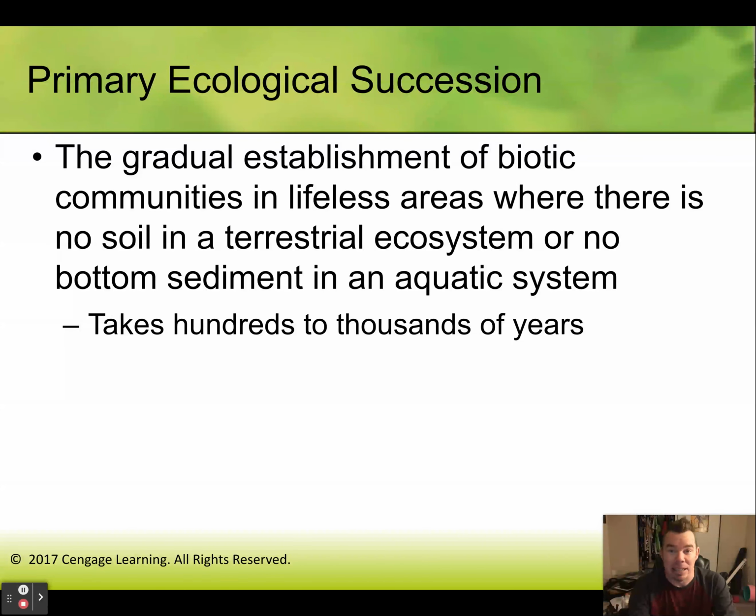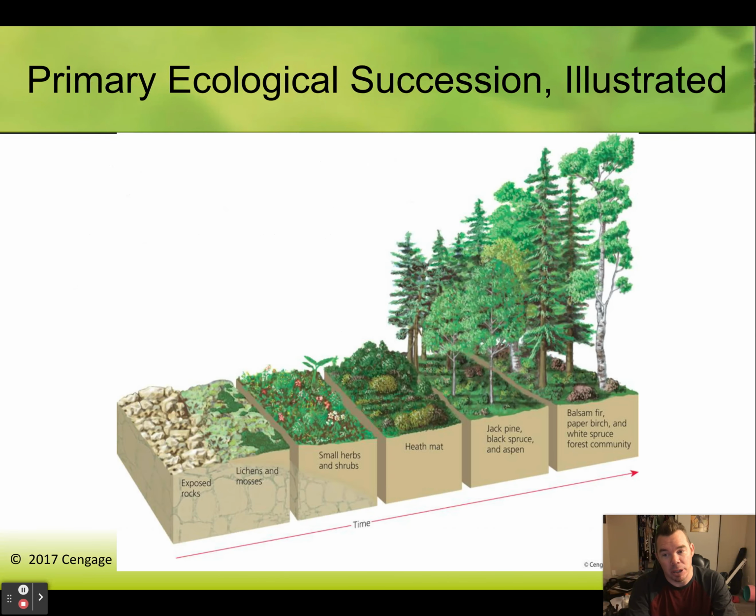All right. This takes a long time, hundreds to thousands of years. You can see the picture here. Let's look on the left hand side. You can see exposed rocks. The first things that arrive are called lichens. As lichens get established, they produce acid. That acid breaks the rocks down into soil. So the lichens have to get there first. Then the mosses are next. Then the small herbs and shrubs. And then the heath mat, basically bigger bushes. Think of it that way. And then so on, you're building to a forest.